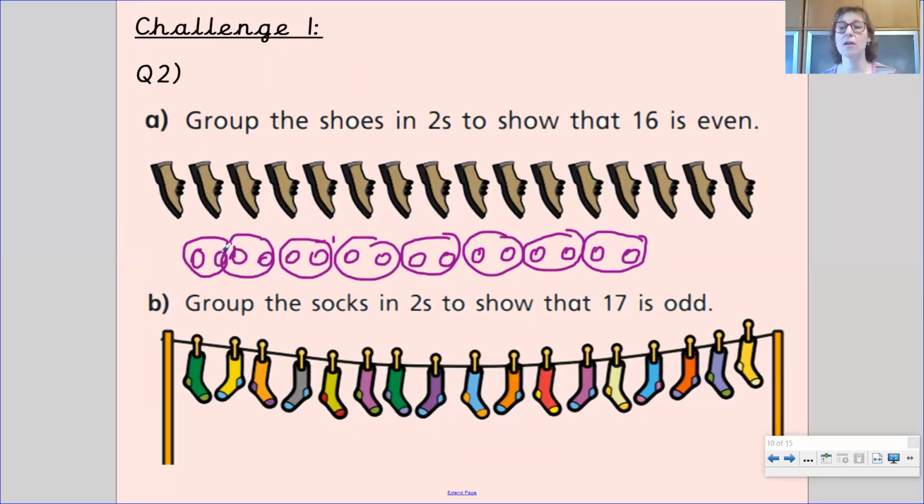And you can see there aren't any left over. And you could do the same with the 17 to show me that there should be one left over. So we know this one is even, so there shouldn't be any left over. And this one is odd. There should be an odd one out. There should be one left over.